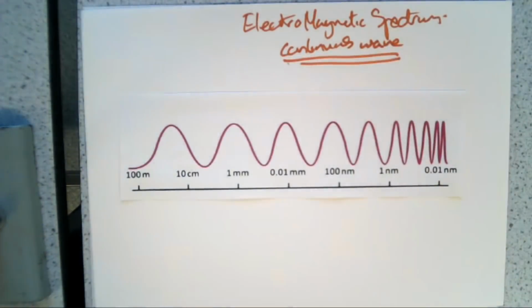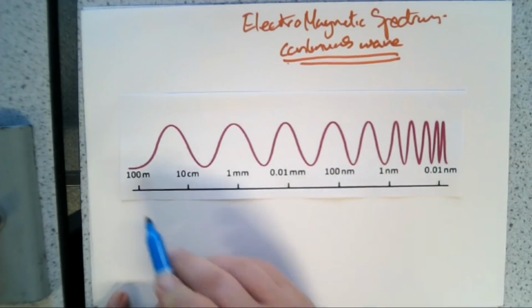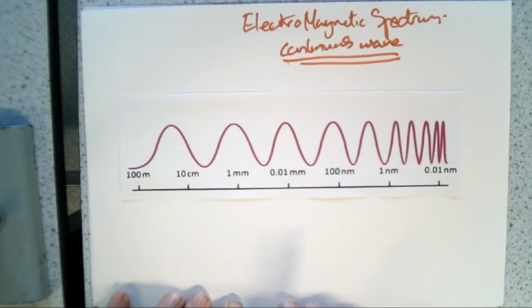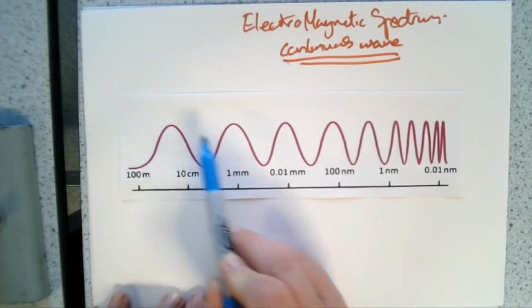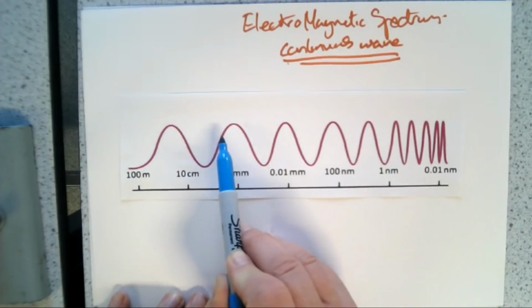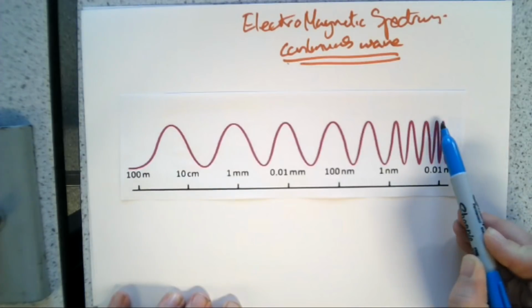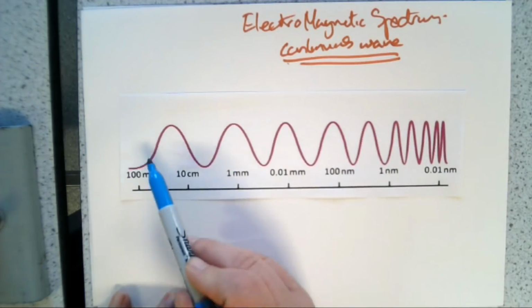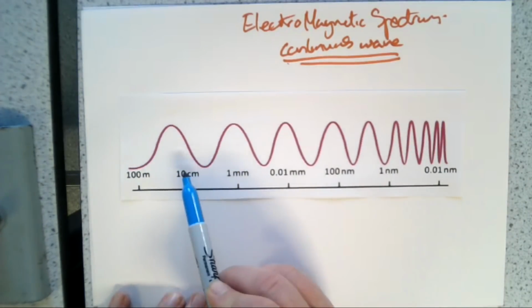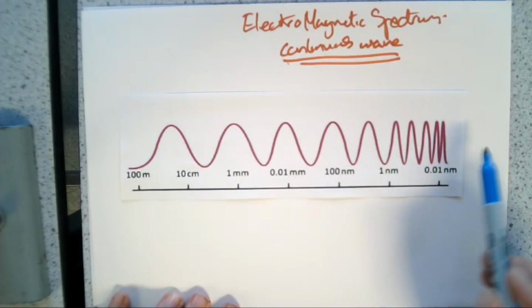Can you tell me which end is which? So the first thing I'm going to do is look at the picture and the numbers. I can see from peak to peak here there's a big distance, where from peak to peak here there's a short distance. So I can say that the wavelength here is longer than the wavelength here.